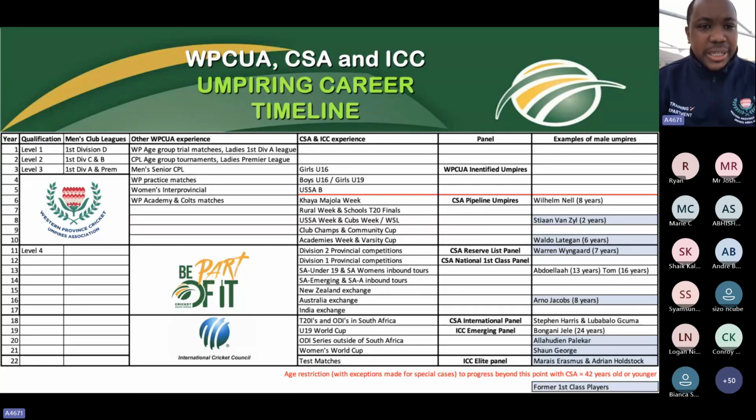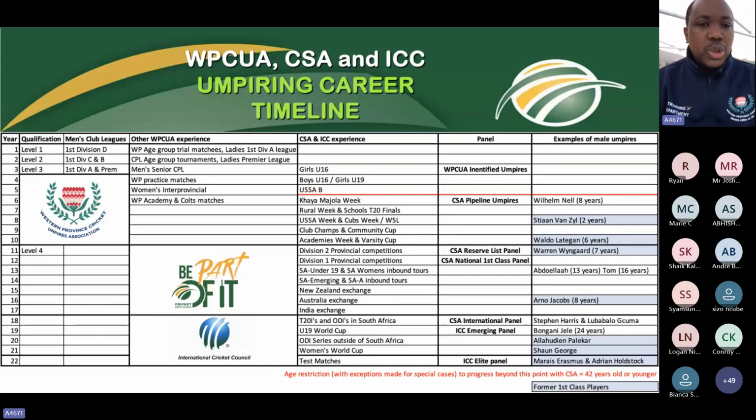First Division D is where you will start, and you will also umpire Western Province age group trial matches and ladies First Division A matches. Next year, May, you will be able to do level 2. And once you pass level 2, next season, you will be able to umpire in the men's First Division C and First Division B leagues.